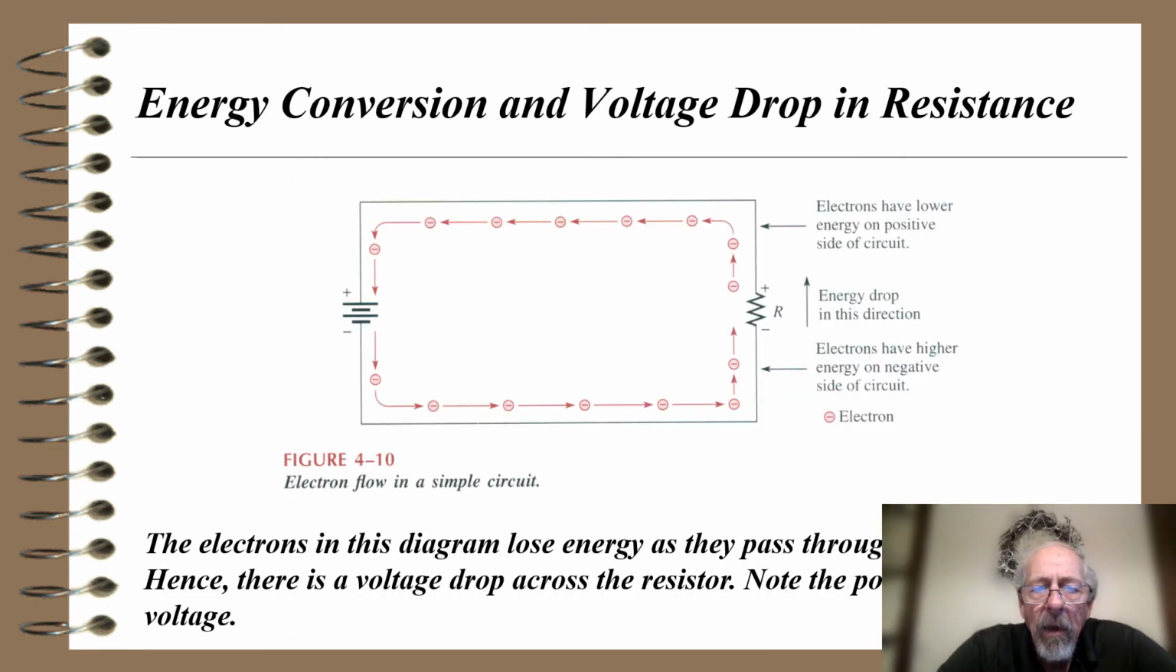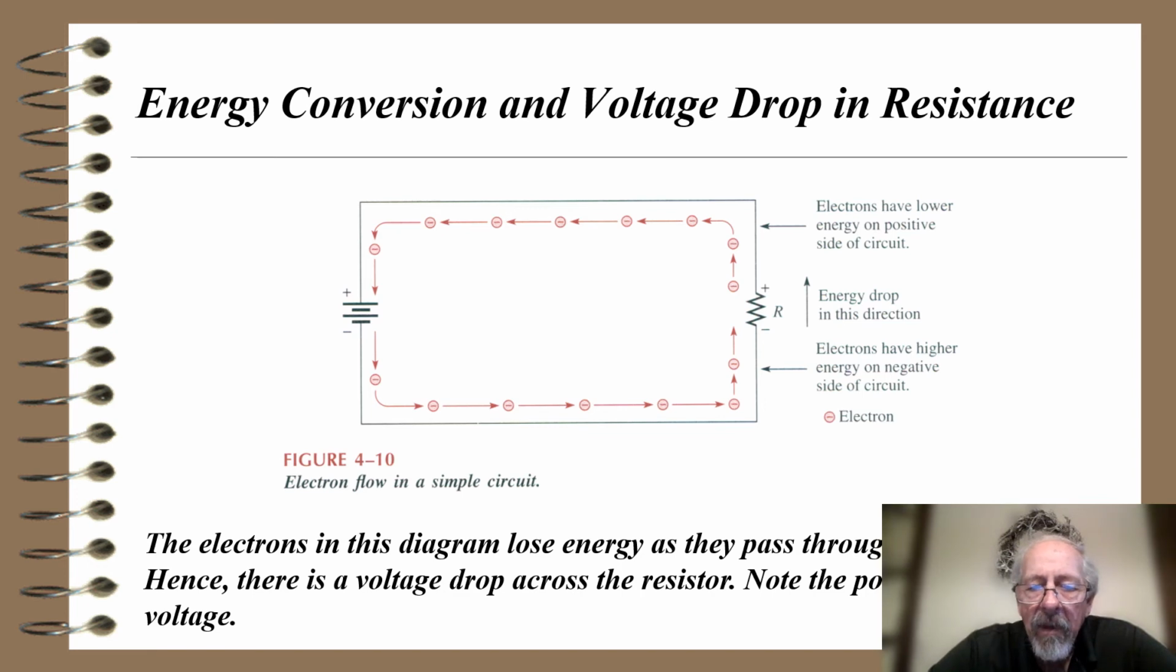This slide is called energy conversion and voltage drop in resistance. Figure 4.10 shows a battery on the left-hand side and a resistor R as the load. We know that the electrons flow from the minus side of the battery to the plus side of the battery. As the current flows through resistor R, the potential across R would be plus to minus as shown, the plus on top and the minus on the bottom, the same as the battery on the left-hand side.